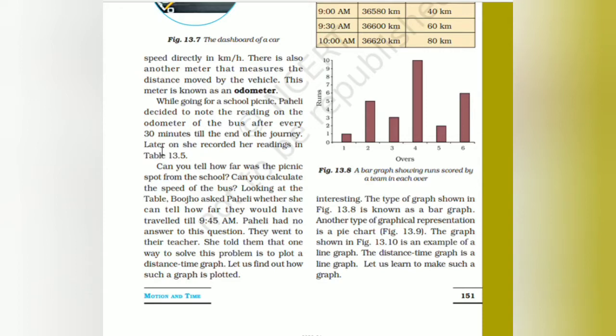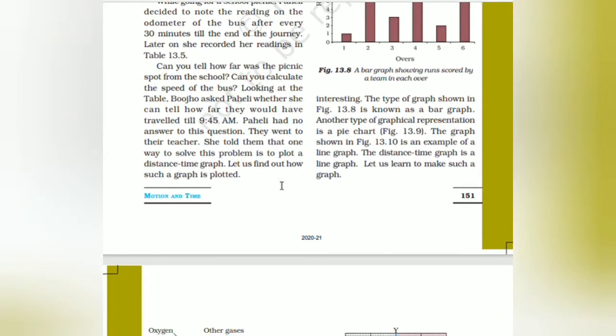While moving for a school picnic, Paheli decided to note the reading on the odometer of the bus after every 30 minutes till the end of the journey. Later on, she recorded her readings, including when they had started. Whether she can tell how far they would have traveled till 9:45 a.m. Paheli had no answer to this question. They went to their teacher. She told them that one way to solve this problem is to plot a distance time graph.